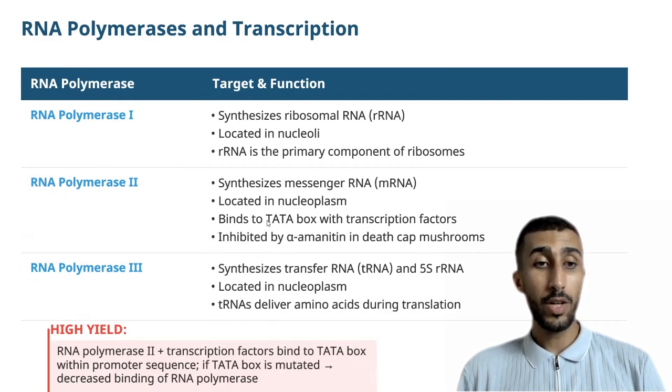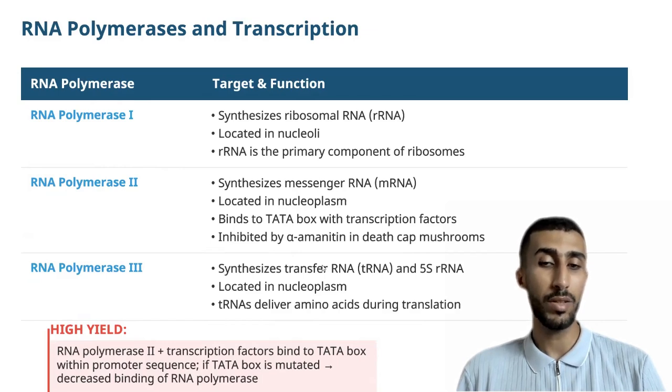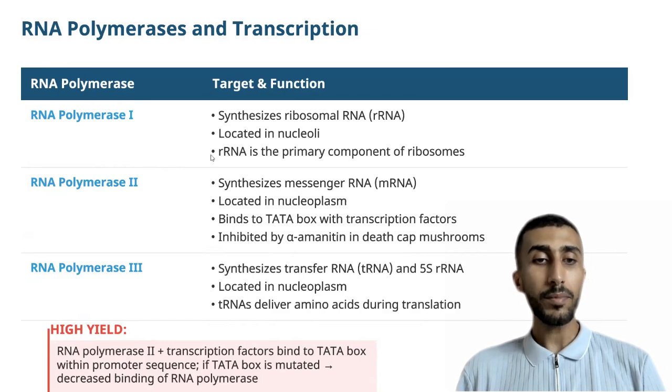As for location, RNA polymerase 1 is located in the nucleoli. So the ribosomal RNA is synthesized in the nucleoli, which is the most central. So RNA polymerase 1, ribosomal RNA, is most central in the nucleoli, versus RNA polymerase 2, messenger RNA, and RNA polymerase 3, transfer RNA, which are way out in the nucleoplasm. And the rRNA is the primary component of the ribosome. So this is like the protein factory.